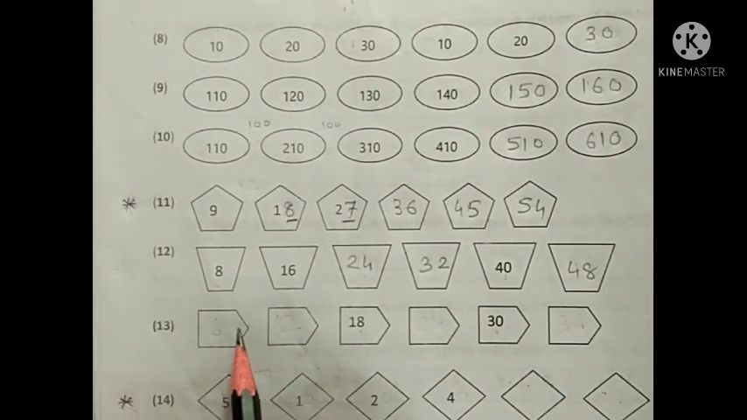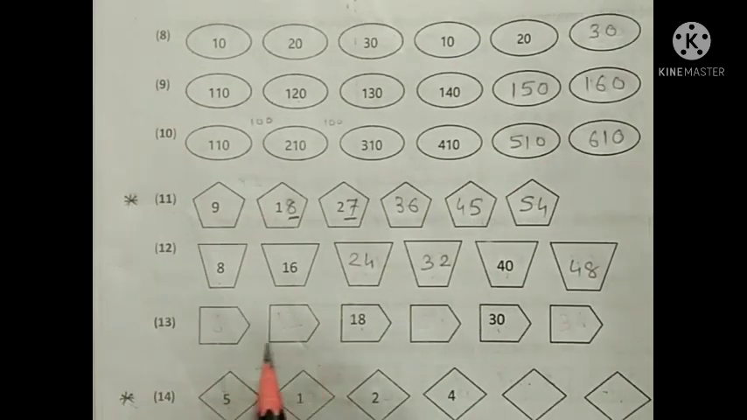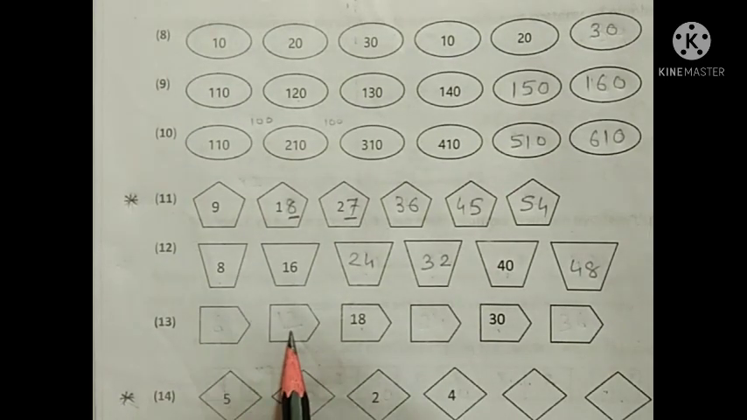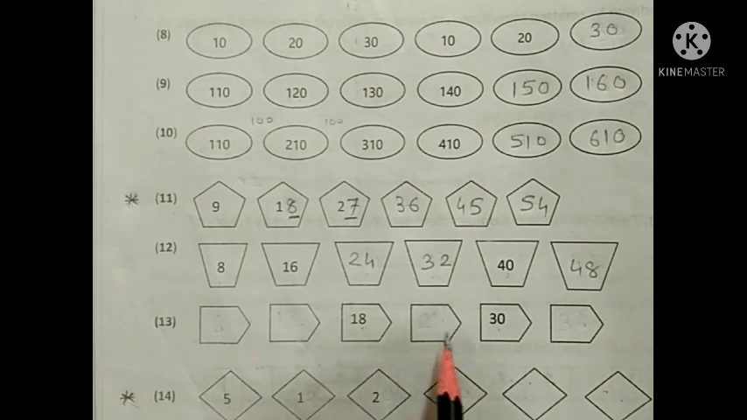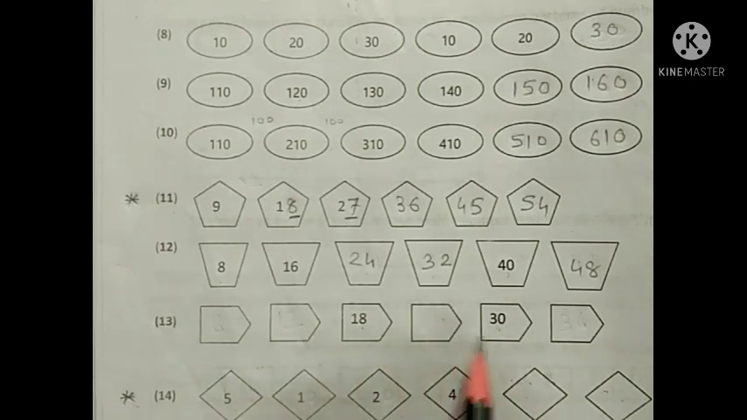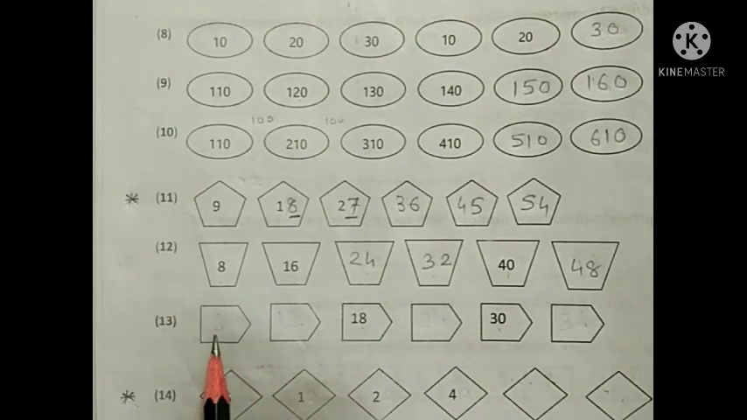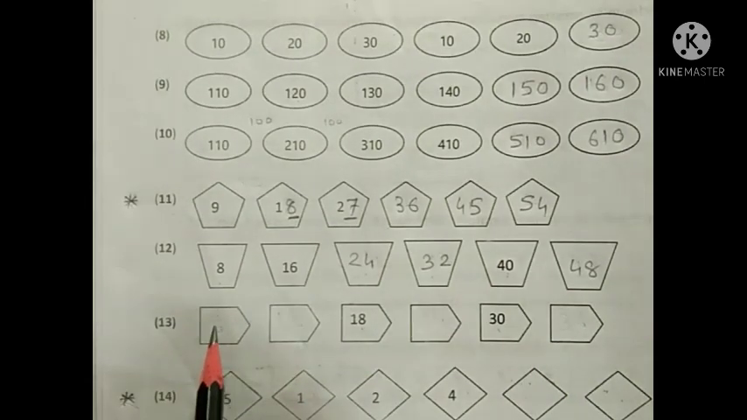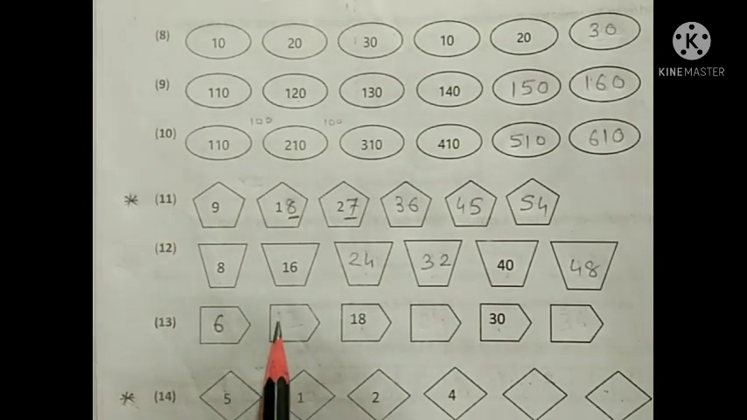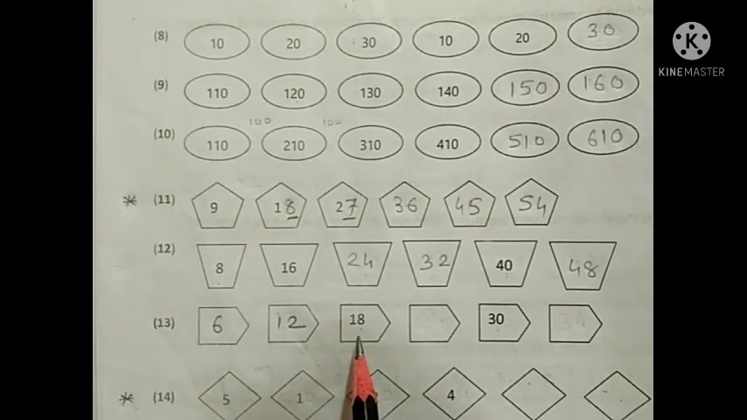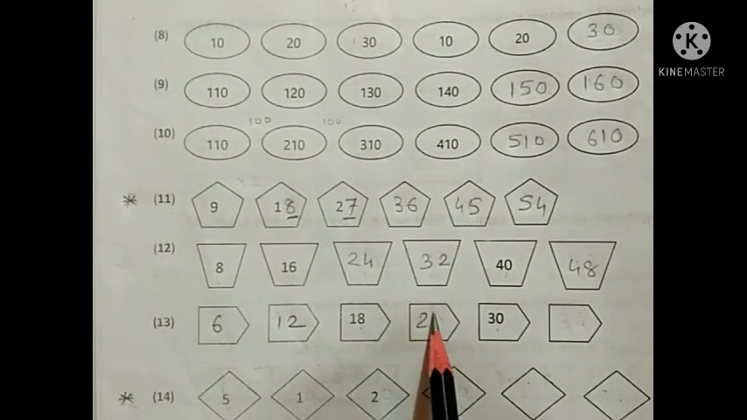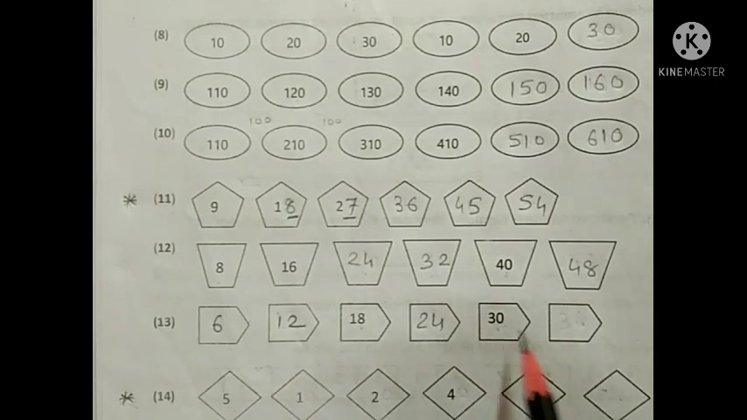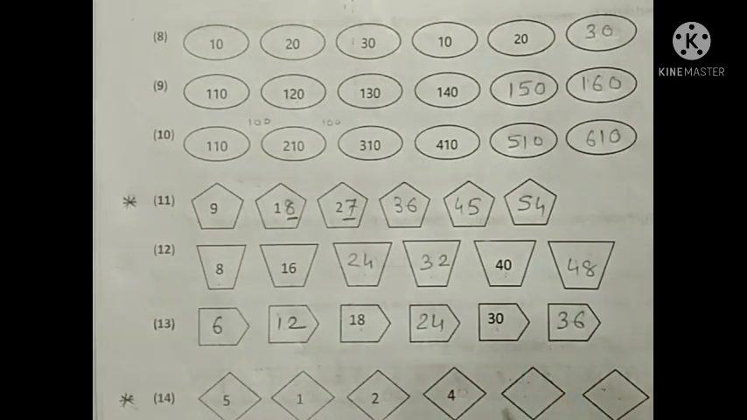Next question number 13. Here these two boxes are blank. Here 18, next blank, again 18. So here actually, see, I think the 6 table. 6 1 is 6, 6 2 is 12, 6 3 is 18, yes. 6 4 is 24, 6 5 is 30. So here the 6 table: 6 1 is 6, 6 2 is 12, 6 3 is 18, 6 4 is 24, 6 5 is 30, 6 6 is 36.